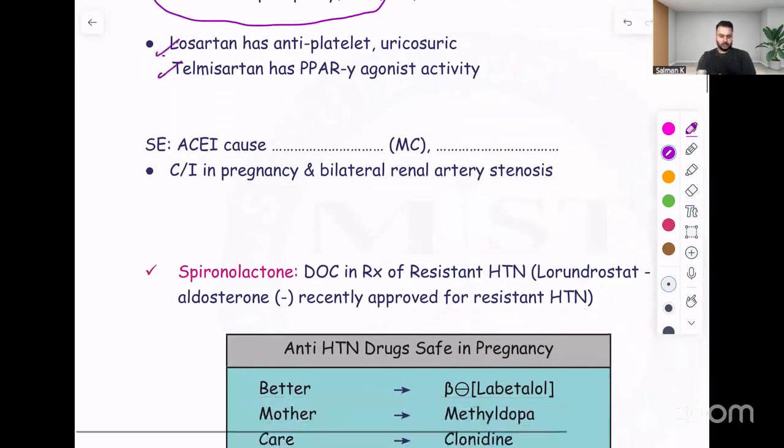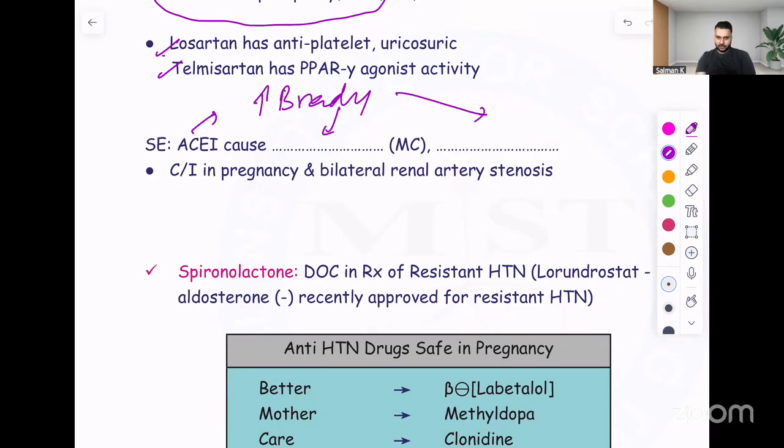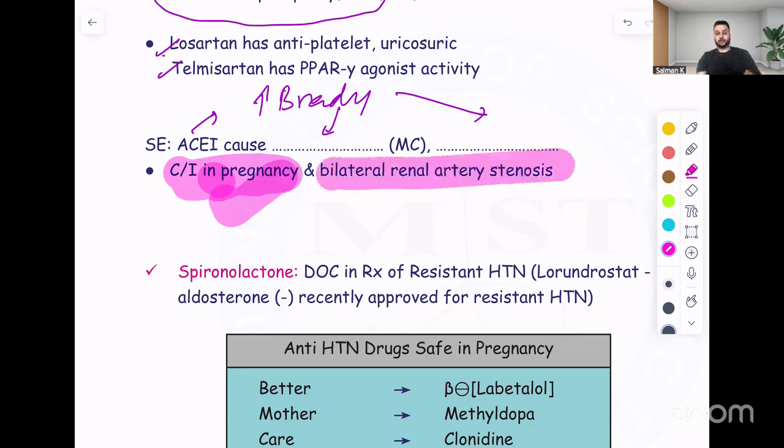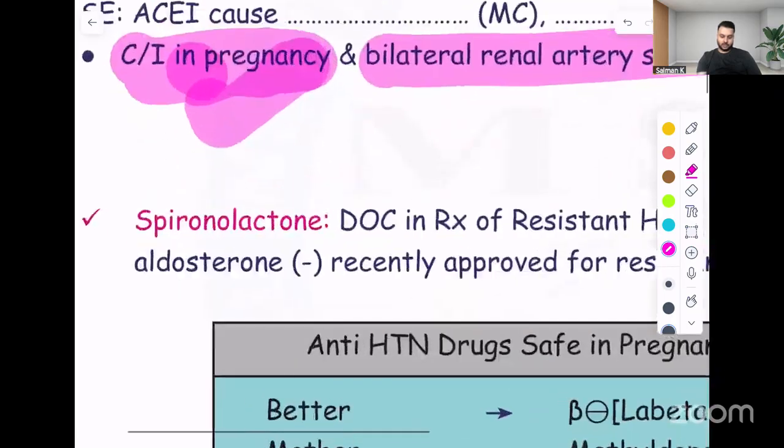Next, do keep an eye on these sartans which have some extra effects. Now you must remember ACE inhibitors increase a substance called bradykinin, causing these side effects. ARBs do not do that. Next point is this: these drugs, ACEs and ARBs, are contraindicated in pregnancy, as well as one kidney disorder called renal artery stenosis.